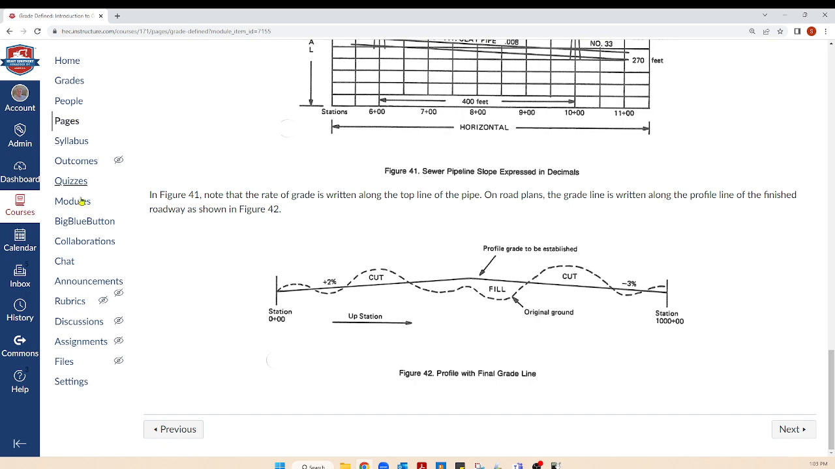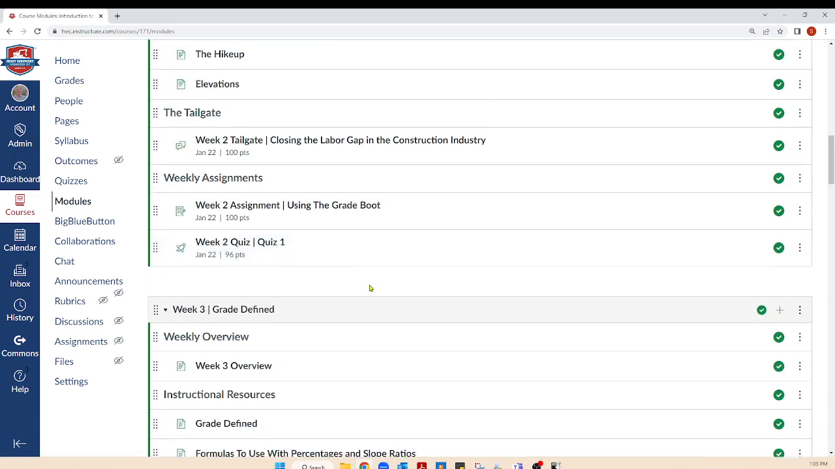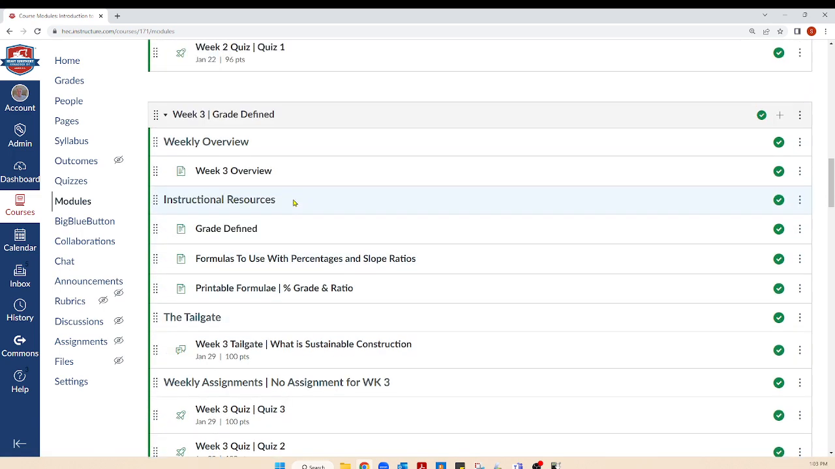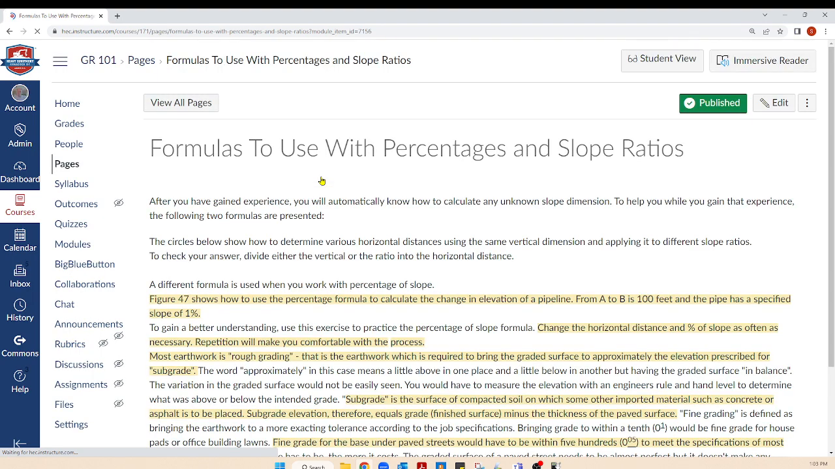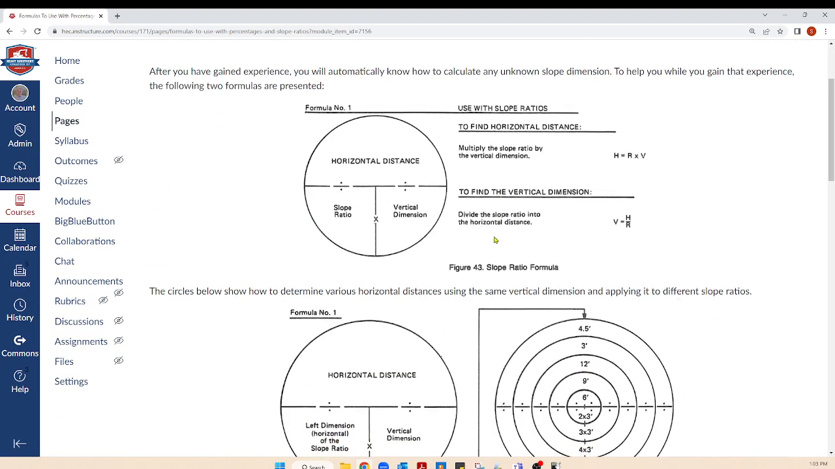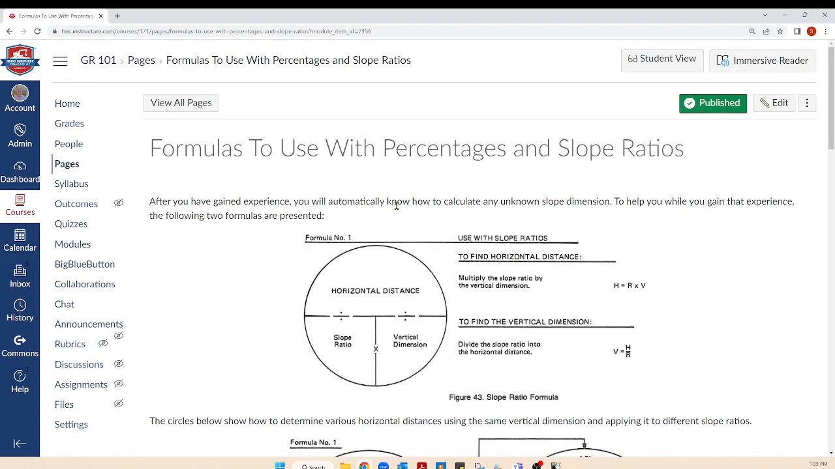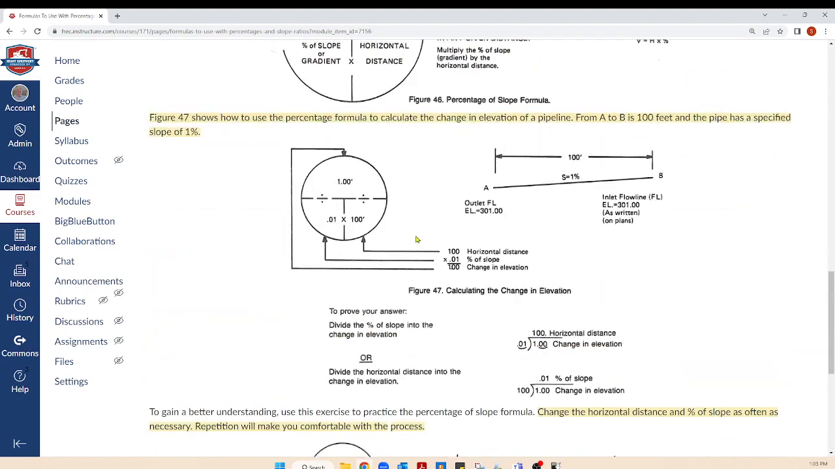So let me get back to the modules. Maybe a shortcut, but I'm going this way. And let's go to week 3. We just went through grade defined. Let's see if we can get through this. This is when we really get into the percentages. All that writing is down here at the end.